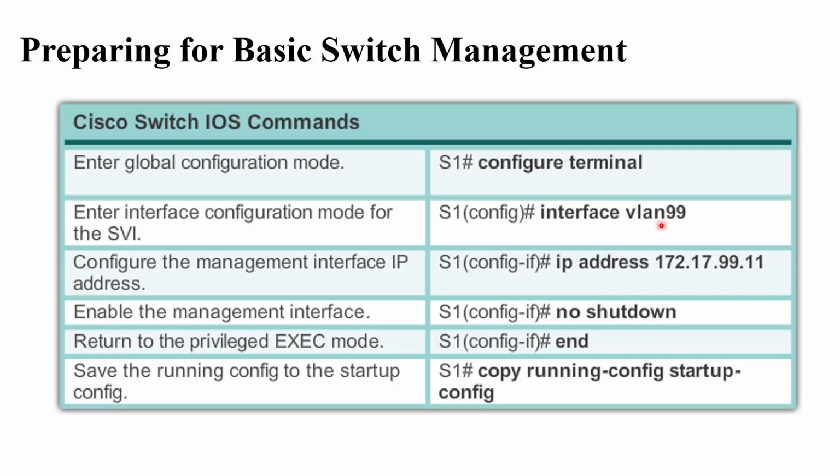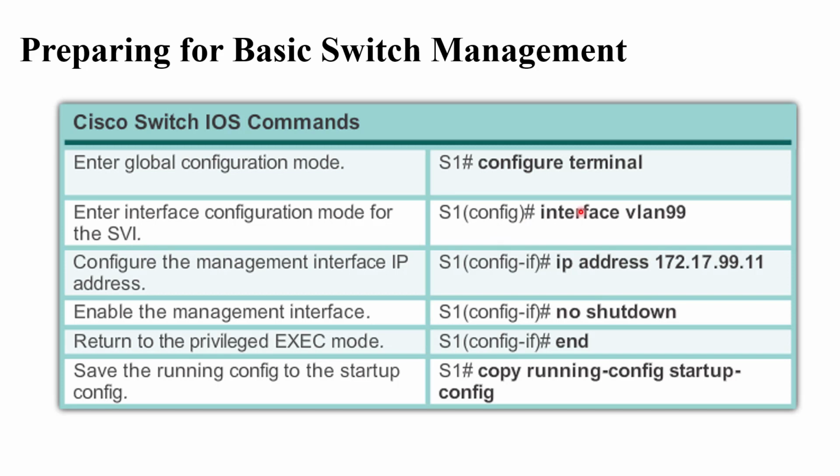So VLAN 99, I'm going for the interface VLAN 99. What is VLAN 99? Okay, you will not find the answer now. You will find the answer in the next class, that means in the next lecture. So VLAN 99, this is called an SVI, switch virtual interface.